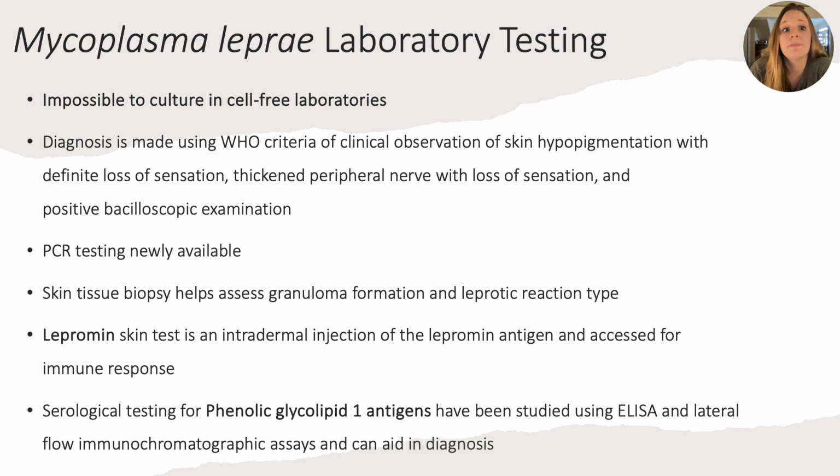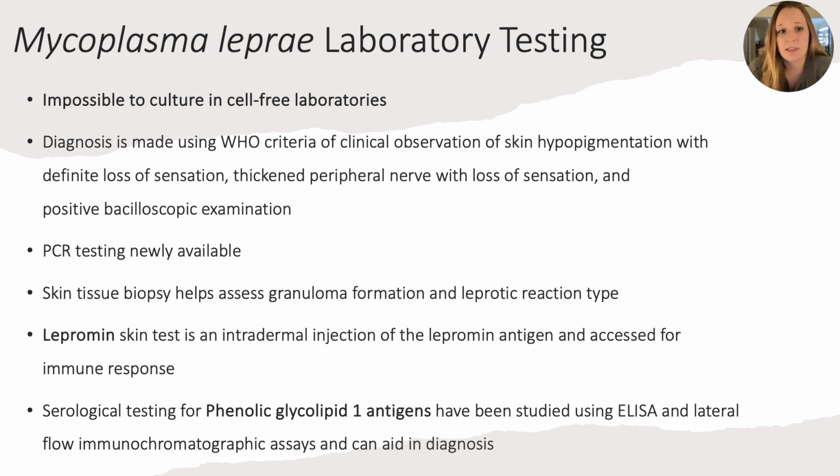The diagnosis is generally made using the World Health Organization criteria of clinical observation of skin hypopigmentation with definite loss of sensation, thickened peripheral nerves with loss of sensation, and a positive bacilloscopic examination, meaning the slit skin smears. PCR testing is newly available, and skin tissue biopsies are often used to assess the granuloma formation and leprotic reaction types, as there are a few different types.